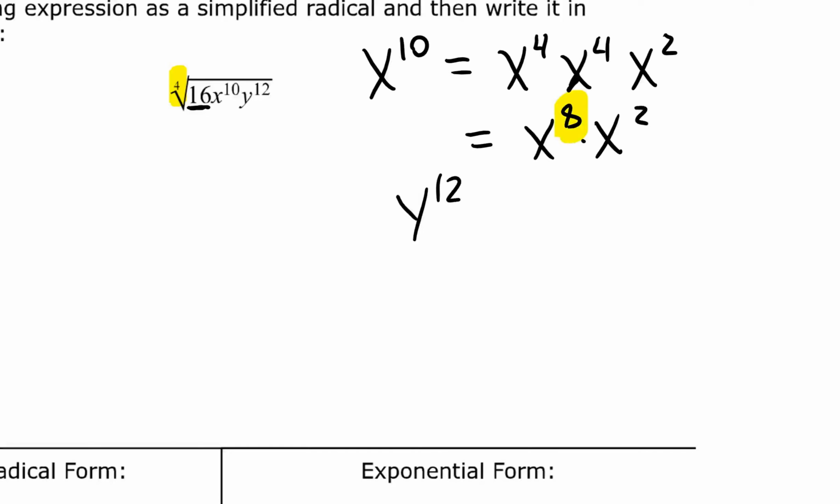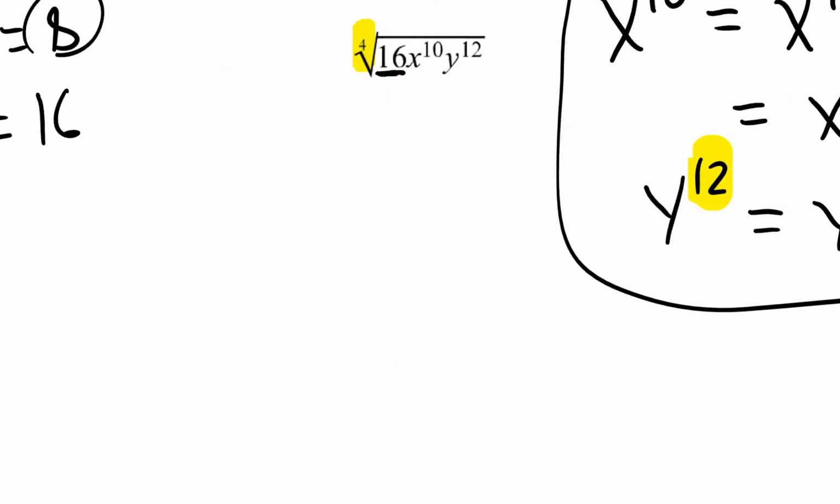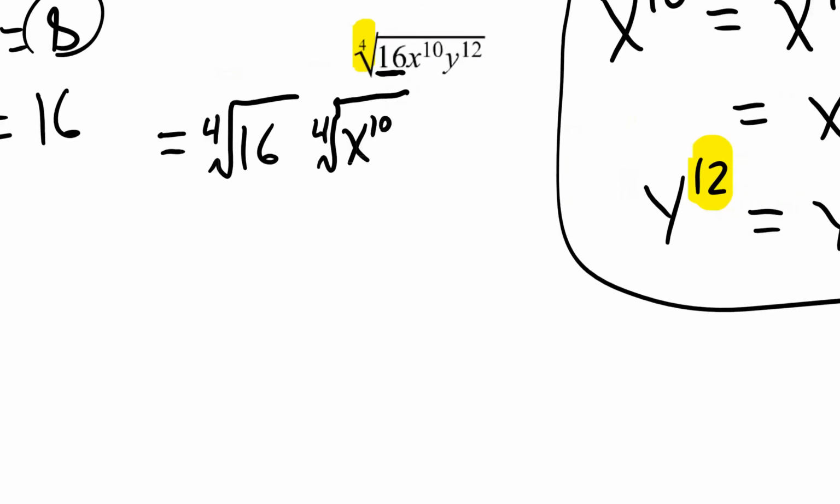Y to the power of 12 can be rewritten as y to the 4th times y to the 4th times y to the 4th, because if you add up 4 plus 4 plus 4, you'll get 12. And it turns out that this is evenly divisible by 4 already, so we can just use y to the power of 12 here in my example. Okay, so let's try this out. This equals the fourth root of 16 times the fourth root of x to the 10, and I'll deal with that later, times the fourth root of y to the 12th.